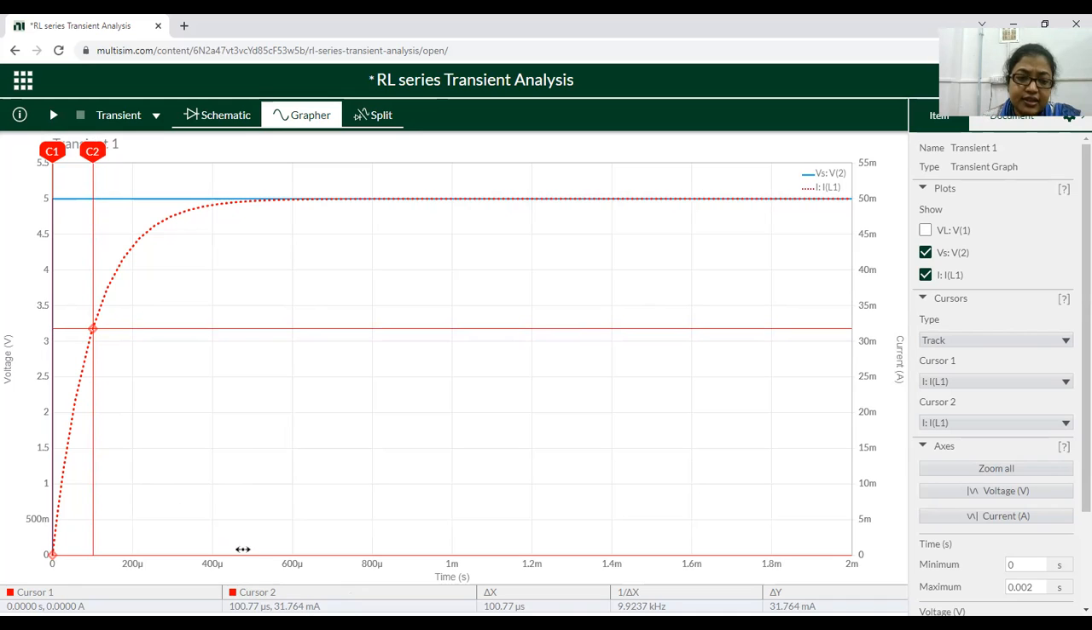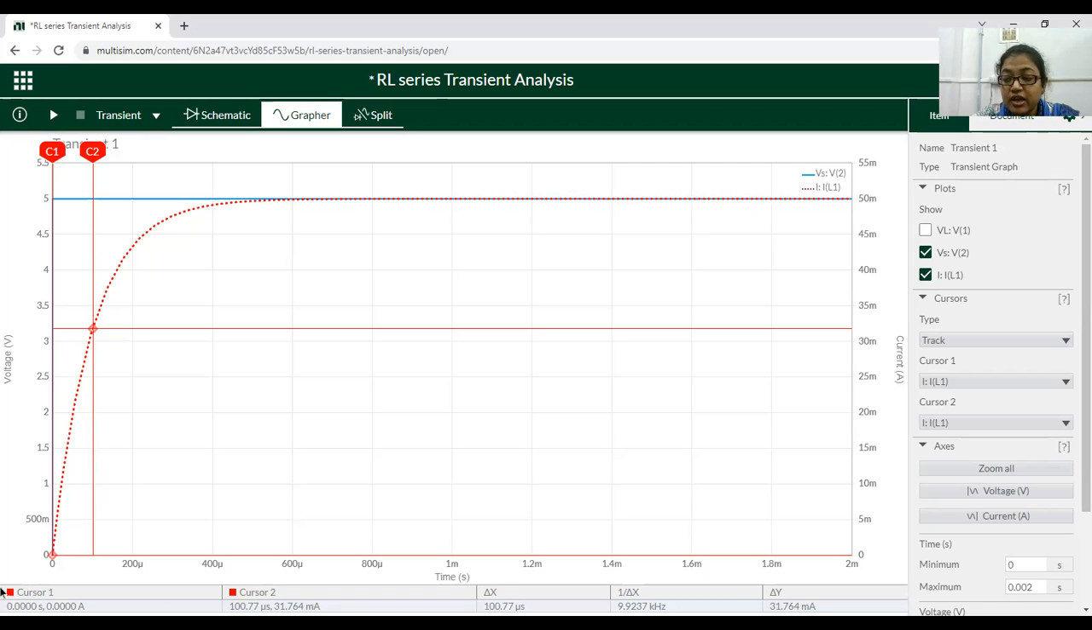In that case, the time constant means the time taken to reach from 0 to 31.6 milliampere. How much time is taken? This is the time from 0 to this point. Here cursor 2 is also showing the time. So the time is 100.77 microsecond, and this is your practical value.